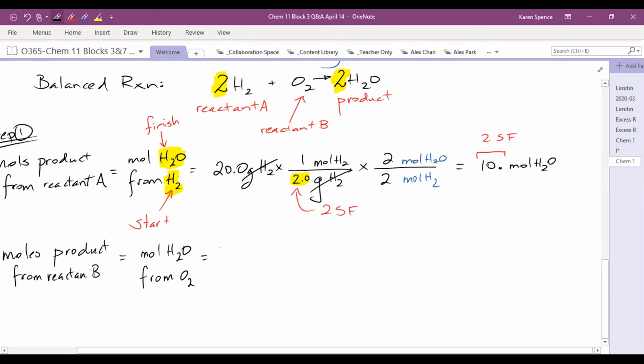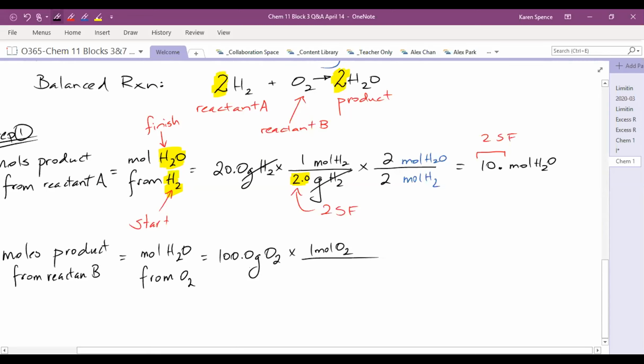So that is 100.0 grams of O2 times 1 mole of O2, because we need to convert. First thing you do in any stoichiometry problem is convert to moles. Okay, always convert to what? What should I always convert to first? Everyone? Yes, yes, yes. We're going to convert to moles.